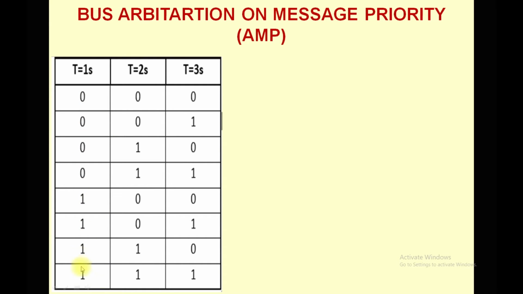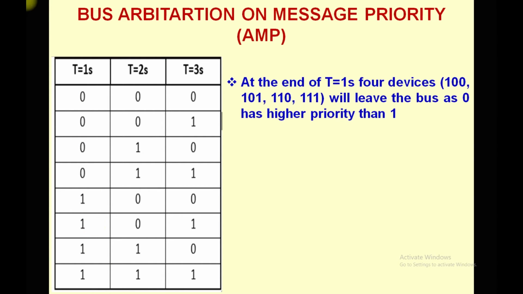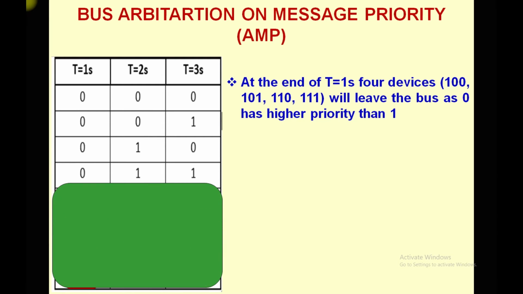Out of 8 nodes, due to the arbitration on message priority, the 4 nodes, the 5th node, 6th node, 7th node and 8th node, because all these 4 nodes transmit 1, they receive back 0. These 4 nodes understand that some other node with higher priority message ID is transmitting, hence we should leave the bus. So at the first particular time slot, out of 8 competing nodes, 4 nodes will leave the bus, something like this.